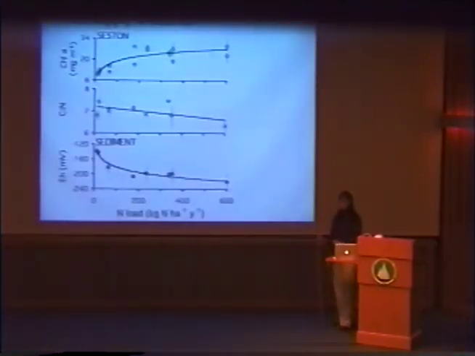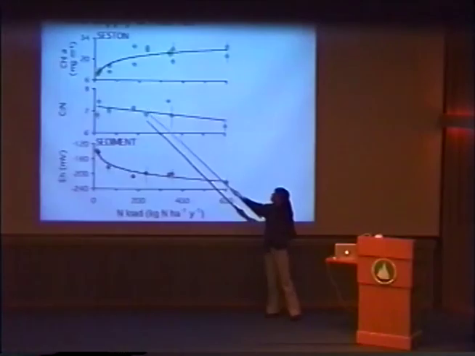So then we applied all of these data to come up with something interesting to tell you tonight. This is just an example of some of the data that we collected. This is from the second year of our study, which was 2001. And the first two panels are data from the water column. So this is seston, which is all the particles filtered from the water column.